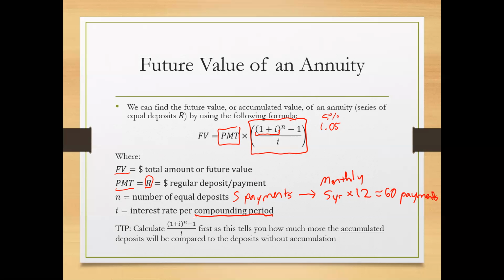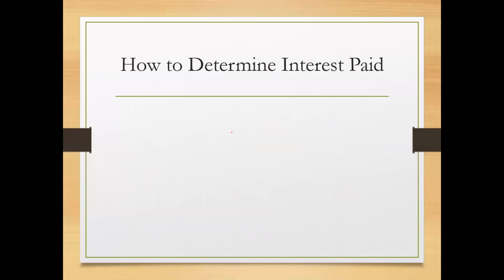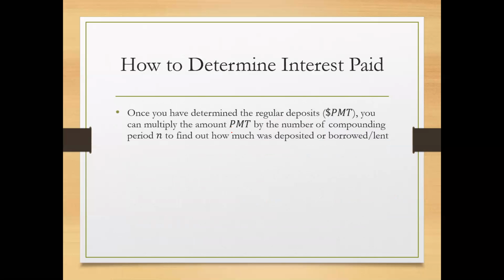A little suggestion for when you're doing the calculations: always calculate the fraction first. It makes it a lot easier in terms of doing all the calculations. So I would focus on calculating what's in the brackets first, and then multiplying by the payment. So how do we determine the interest that's paid?